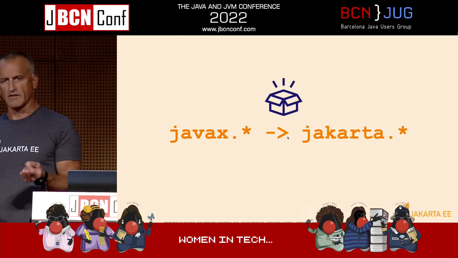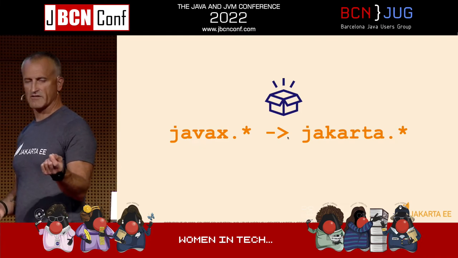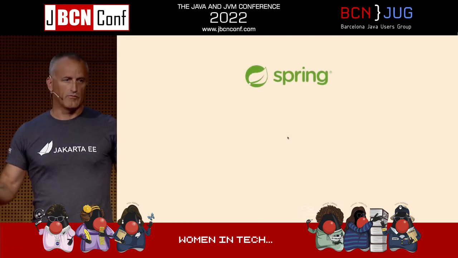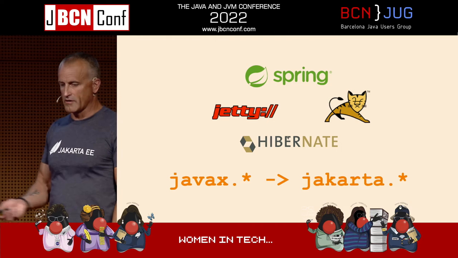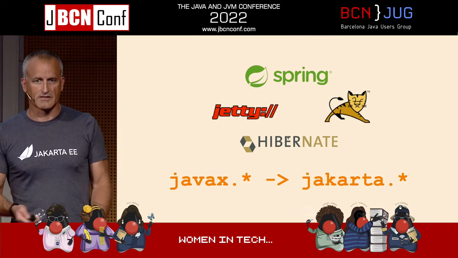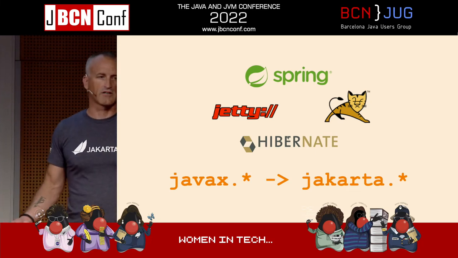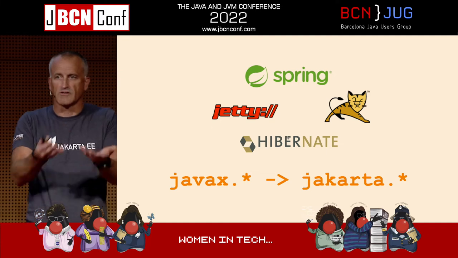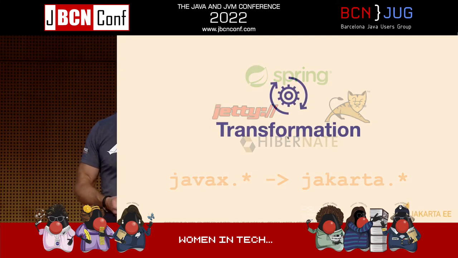That is, of course, the main thing there is the namespace change. And you're probably aware that we changed the namespace from javax to Jakarta. And why should you care if you're not using Jakarta EE? Well, if you're using Spring, Jetty, Tomcat, Hibernate, or something else, you're probably going to be affected by this anyway, because they're using Jakarta underneath. And they are moving to the Jakarta namespace. So if you have some of this exposed in your code, you're going to do this. So you may like it or not.